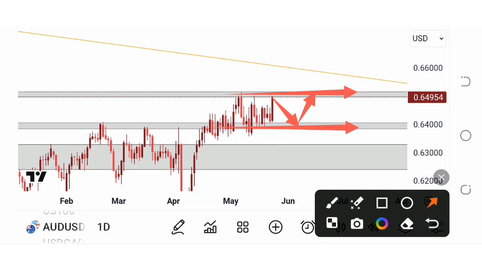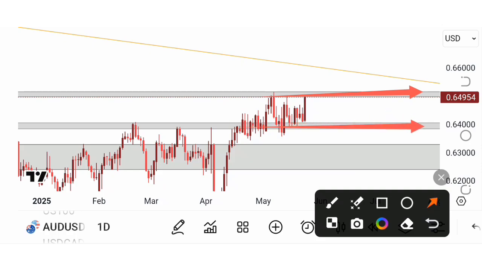And whichever direction the market breaks, if it breaks above, of course, then the market is bullish. Breaks below, then again the market is bearish. Long term, of course, I do expect the market to buy. My areas of interest to buy from are both this support and above this resistance.